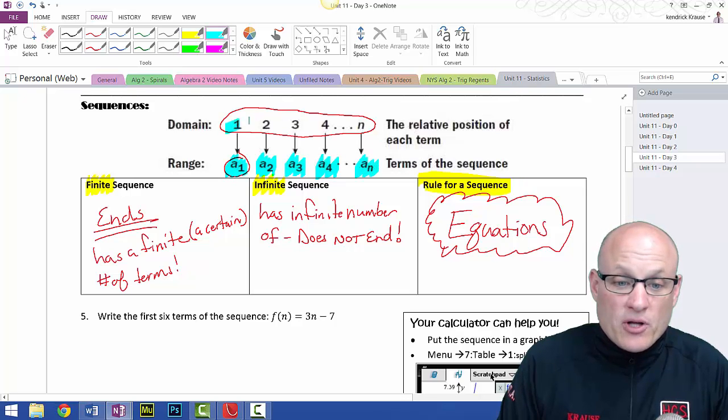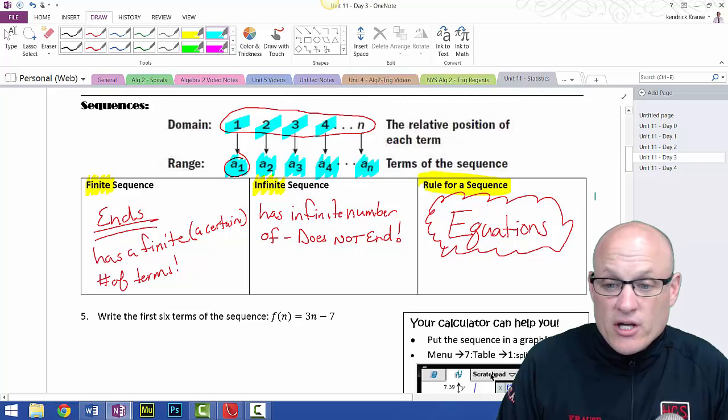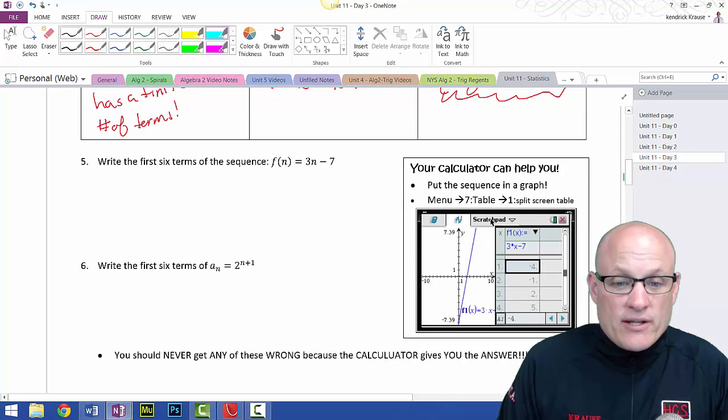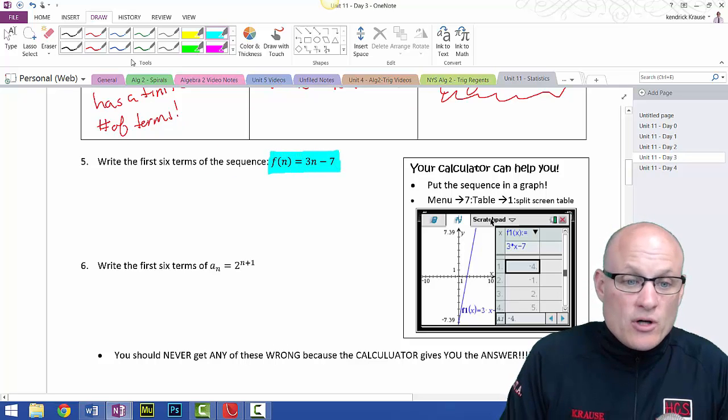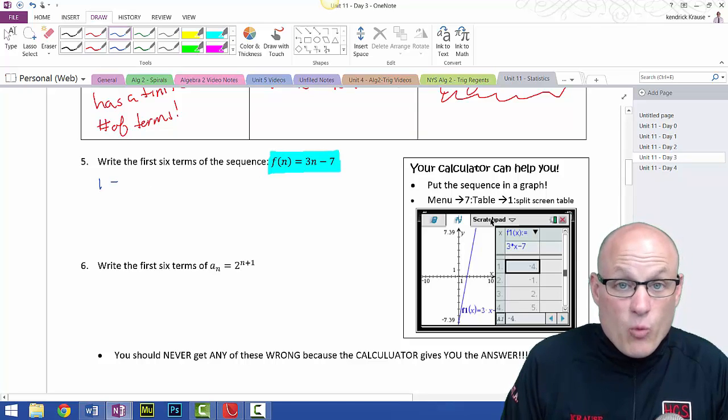So we're really just plugging in a 1, plugging in a 2, plugging in a 3. So that's your domain. It's the series of natural numbers. So, for example, in this case, I could ask you for the first 6 terms of this sequence. Well, you would say, okay, the first term is f of 1.